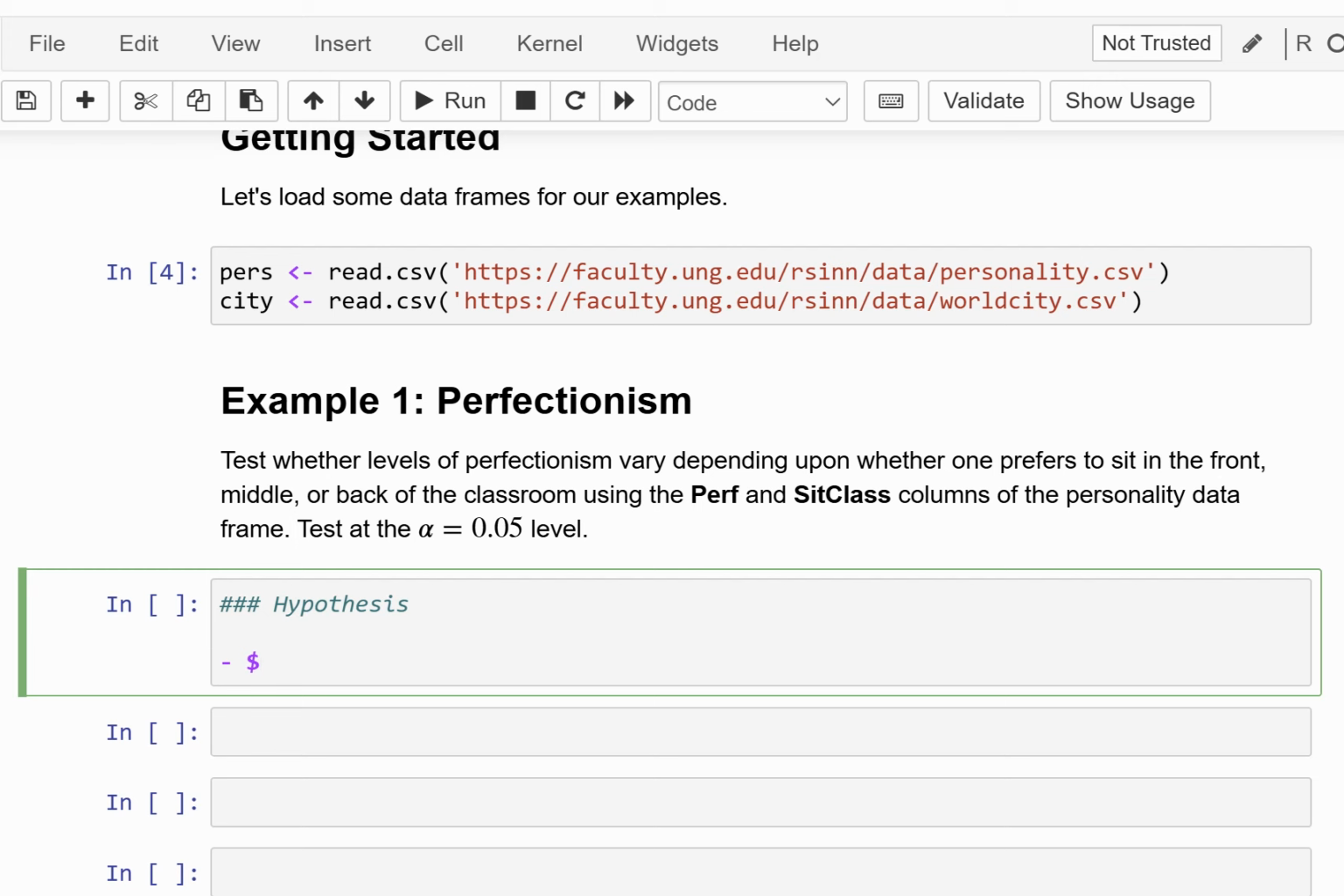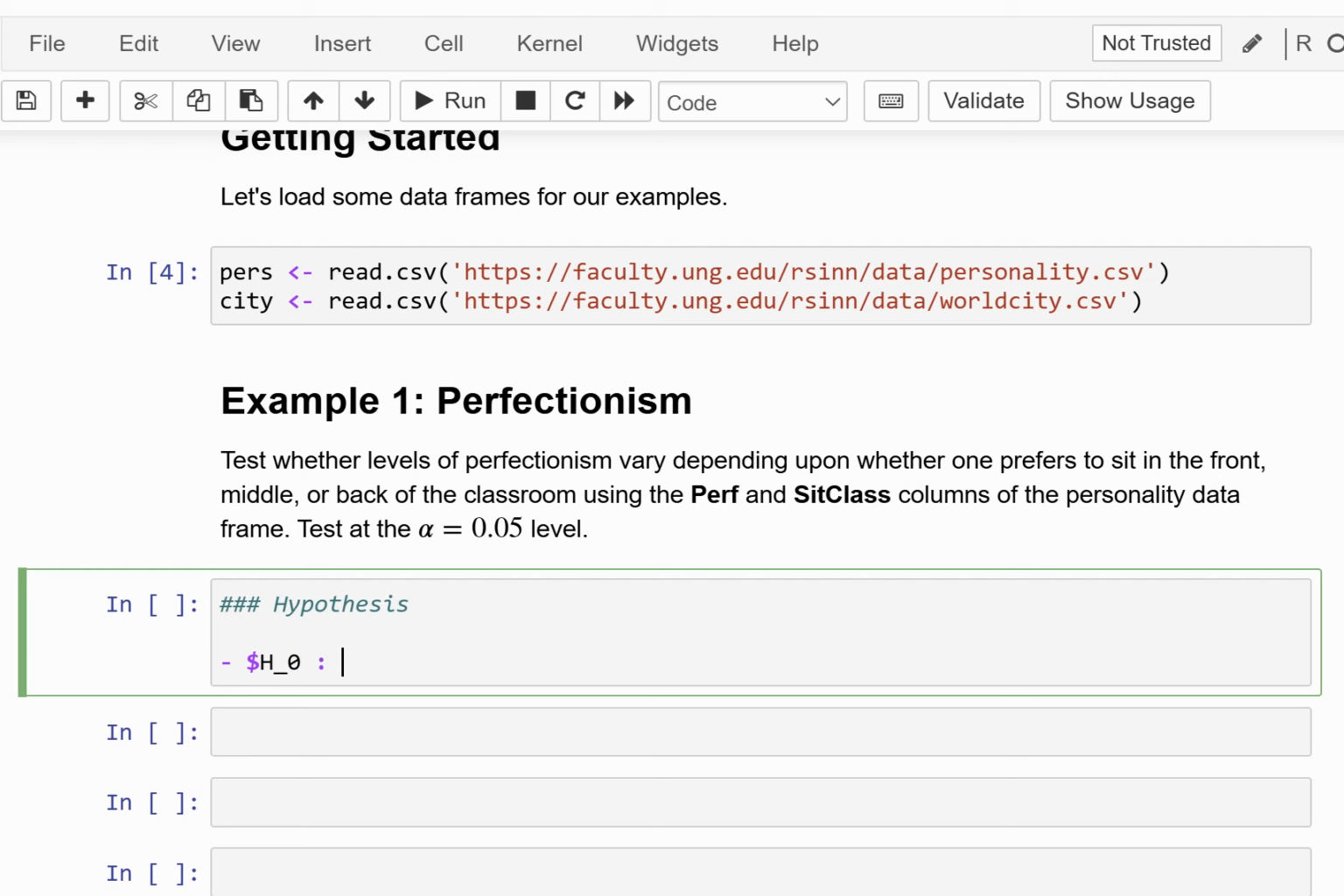Okay, so the question we asked for sit class was: you show up at a classroom and almost nobody's there. So you have your choice of seats. Do you prefer to sit in the front, the middle, or the back of the classroom? All right, so we have front, middle, and back. So our null hypothesis is that those group means are all equal.